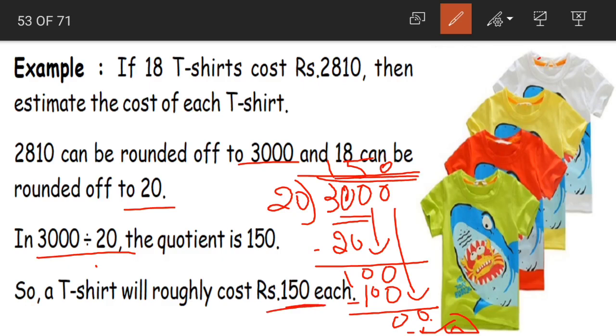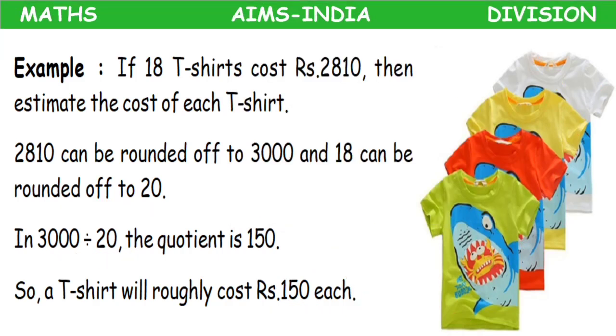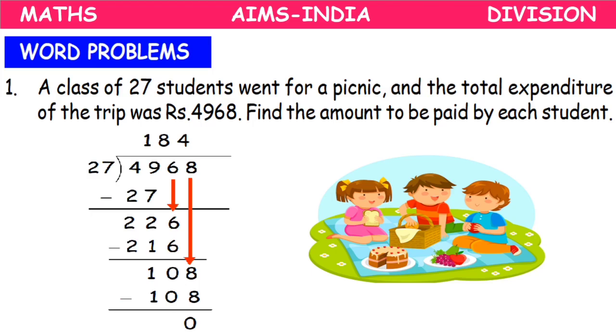So one t-shirt will approximately cost how many rupees? 150 rupees. Clear, children? How to estimate the quotient? First round off both the dividend and divisor. Then divide them so that we'll get our estimated quotient.